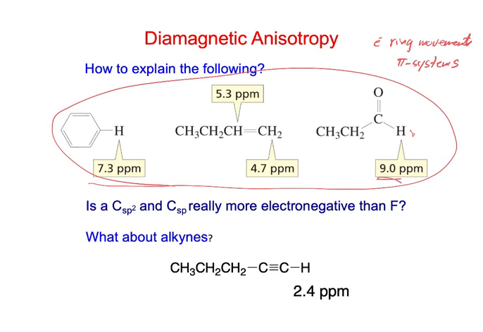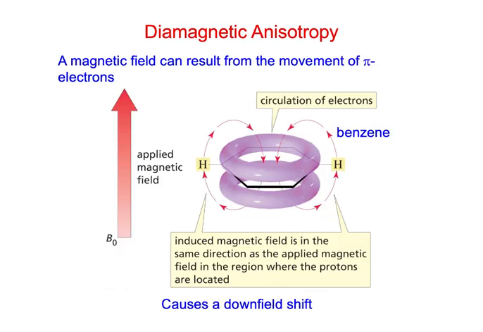So the argument is this diamagnetic anisotropy, and this is kind of a hand-waving argument because I think you probably have to get into the math to really prove this. I've never been fully comfortable with it, but we just use the same explanation every time. So this is the way it goes.